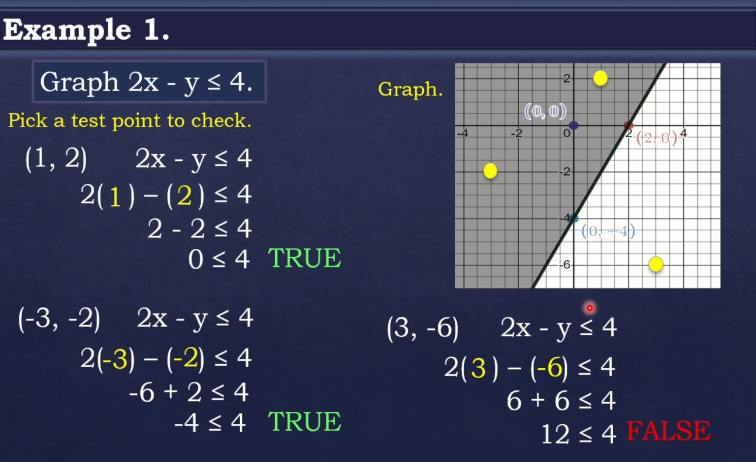So, as you can see, na-prove natin na lahat ng nasa shaded region na ordered pair are part of the solution. And lahat ng wala sa shaded, magre-result sa false, ibig sabihin hindi siya part of the solution. Okay? Next example. So, again, this is the graph of 2x minus y is less than or equal to 4. So, dapat gets natin ito para pagdating sa systems, madali na lang.